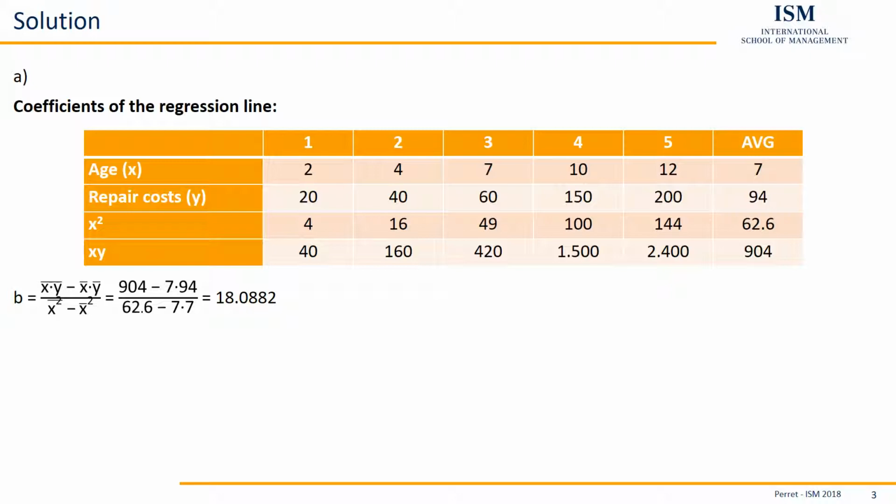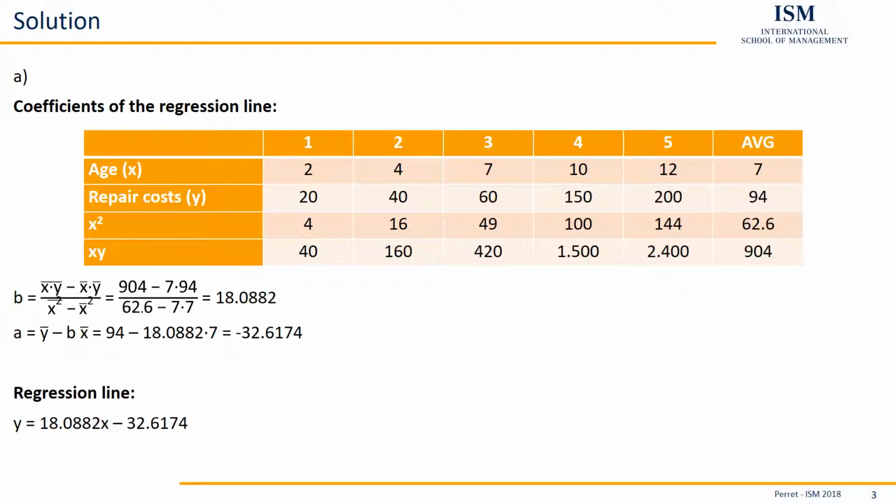With this slope parameter and the averages of x and y, we can calculate our intercept. So here the intercept is the average of y, so 94, minus the b we got from above, times the average of x, which is 7. So here we get an intercept of 32.6174, giving us in total the following regression line.